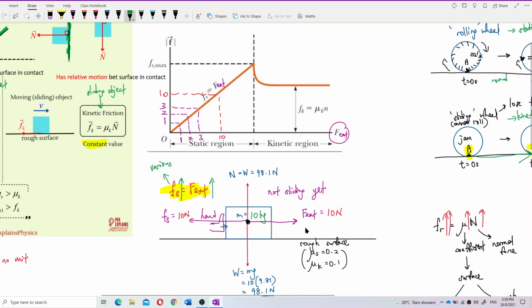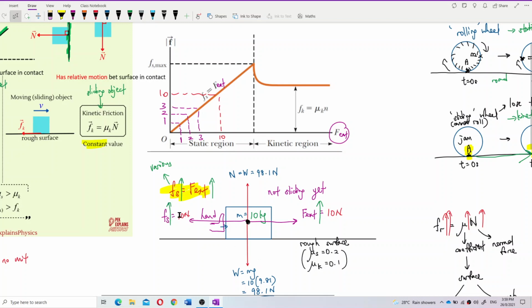If you keep on increasing the external force, one day it will achieve a maximum static friction. As you keep on increasing the pushing force, the static friction in the opposite direction will also increase according to the external force, because static friction equals the external force. You increase the external force, the static friction will also increase automatically. But this static friction cannot increase forever. It has a maximum value. What is that maximum value?